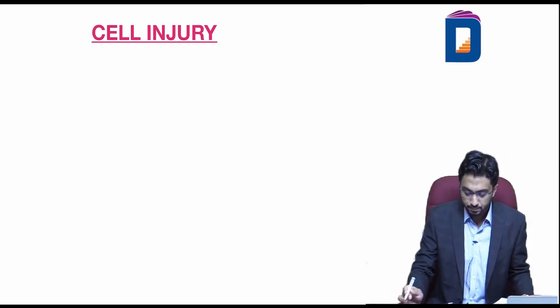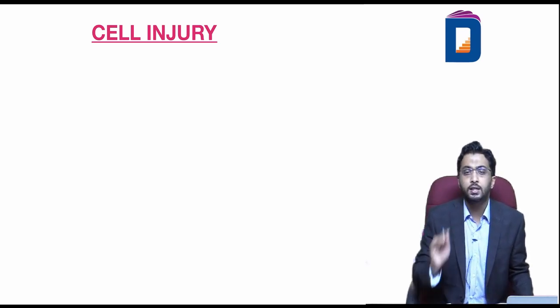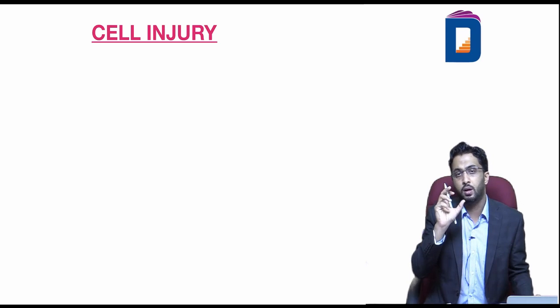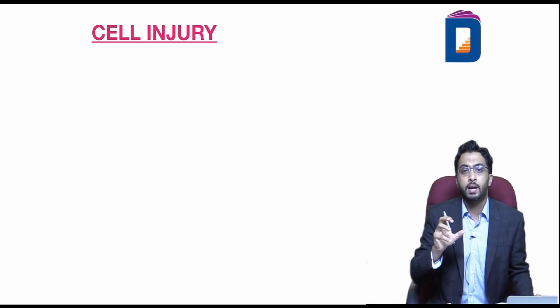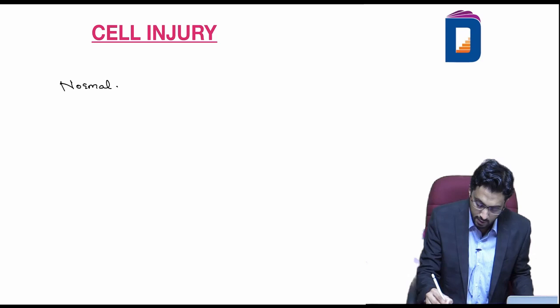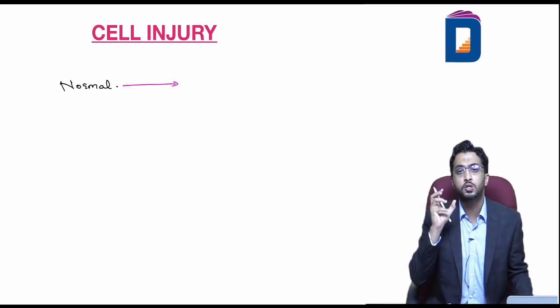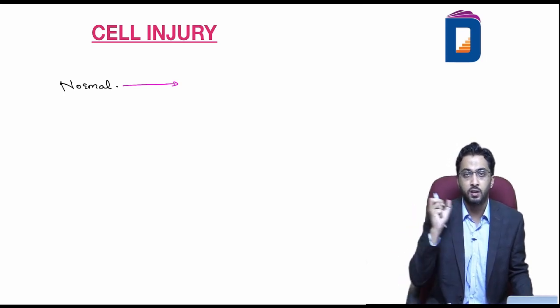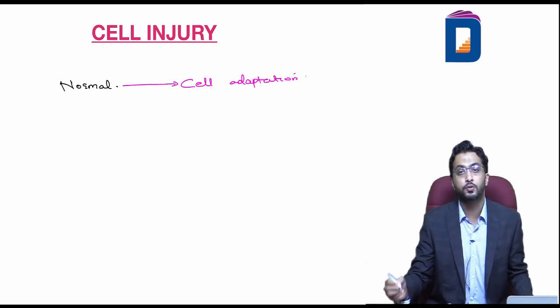Now, if we start right away, I'll first show you what is actually happening during cellular adaptations and cell injury. If you consider this to be a normal cell, what happens if there is some noxious stimulus, some external cause, is that initially the cell tries to adapt. This process is known as cell adaptation.